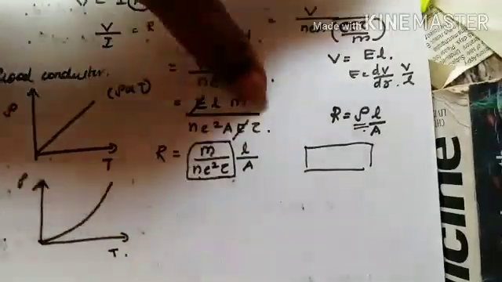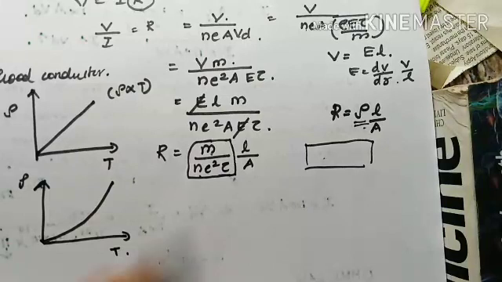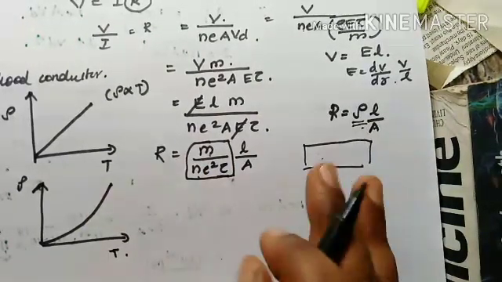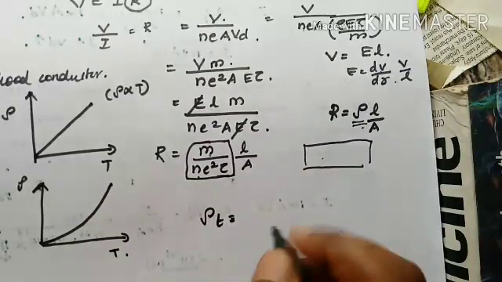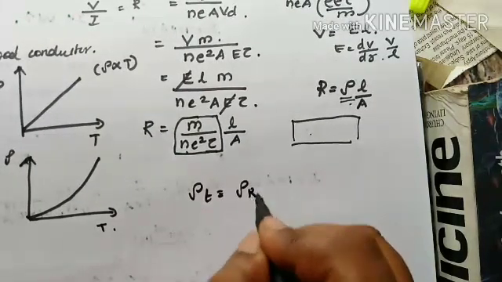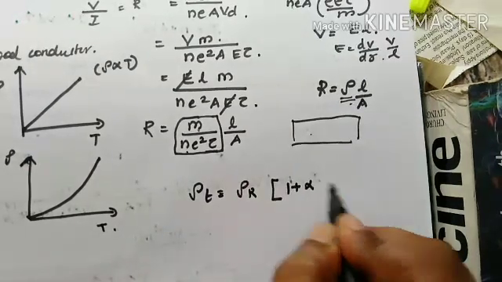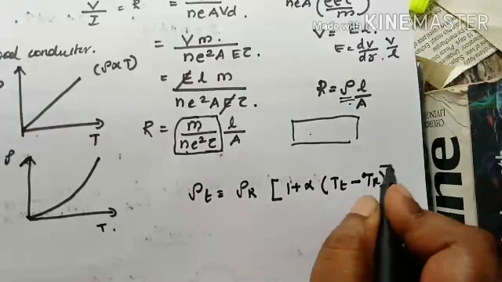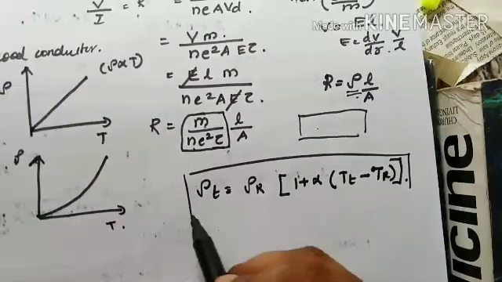And there is an equation, guys, which you have to learn by heart. It gives an exact explanation of resistivity and temperature dependence for almost all materials, but it is most true in the case of a good conductor. Resistivity at a temperature T is equal to rho R, the resistivity at the reference temperature, into 1 plus alpha into (T minus Tr). This is the basic equation which explains resistivity's dependence.